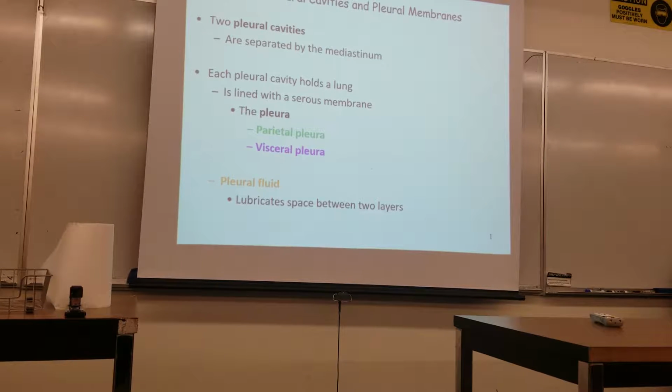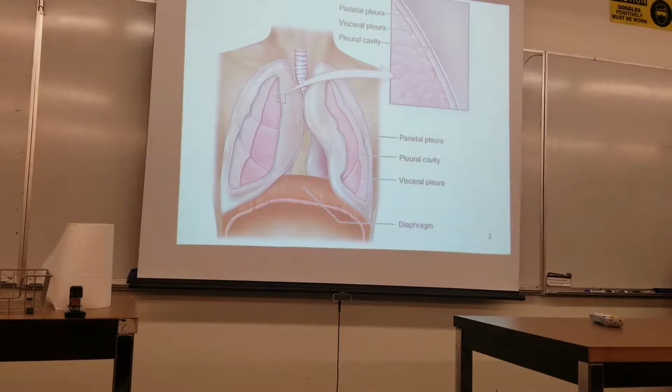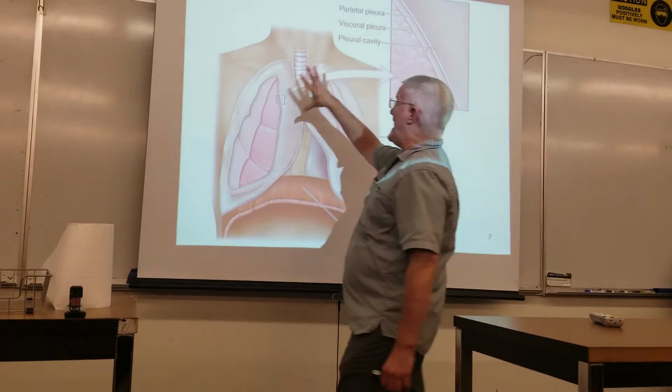And the same basic idea, right? We have the lining that covers the chamber the organ sits in, and then we have the lining actually on the organ itself. We have a parietal layer and a visceral layer. All cavities have this. So, for example, if you look at the lungs, they're in the pleural cavity.